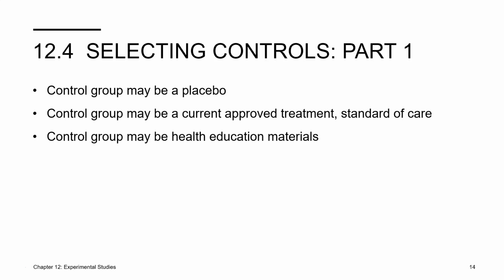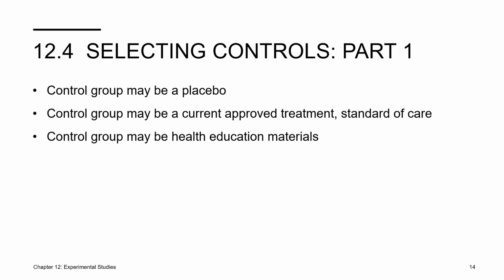Section 12.4 goes over selecting controls. So a control group can be many different things. The control group could be a placebo. So if it's testing a new drug, you could give them a sugar pill, or something that looks like what the actual drug is, so that they don't know that they're not receiving the actual drug.